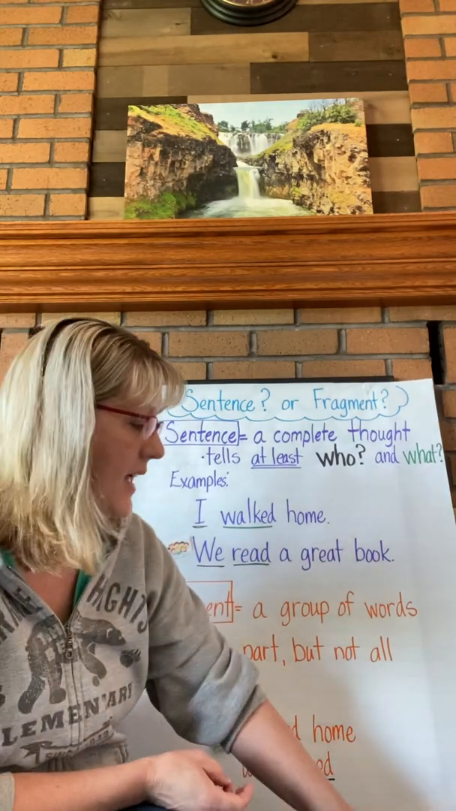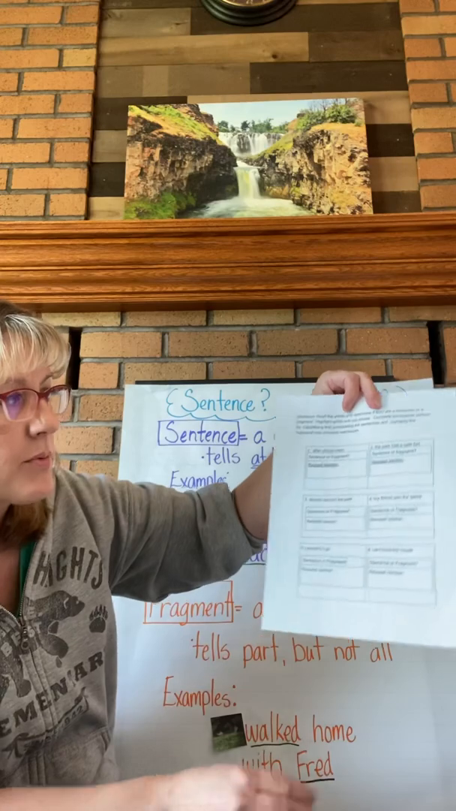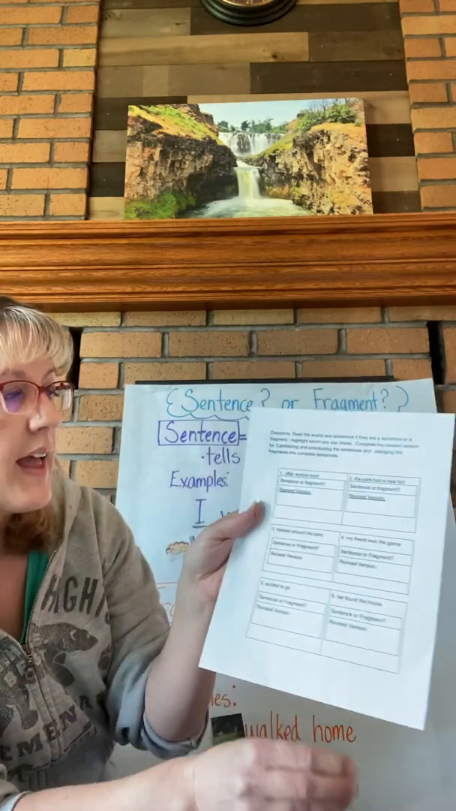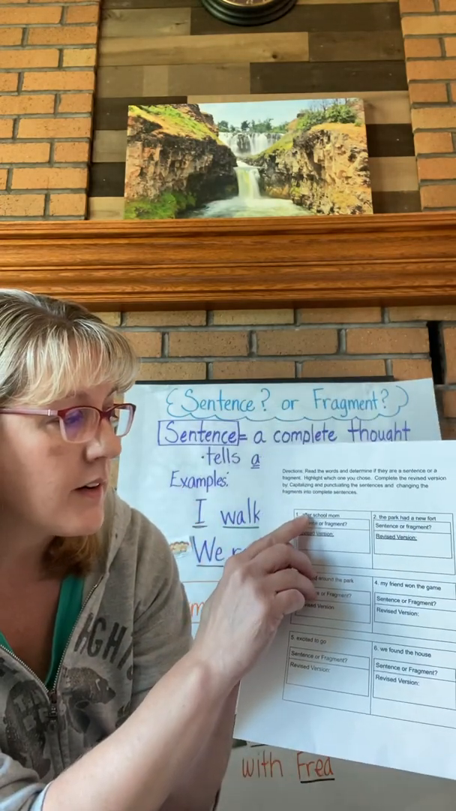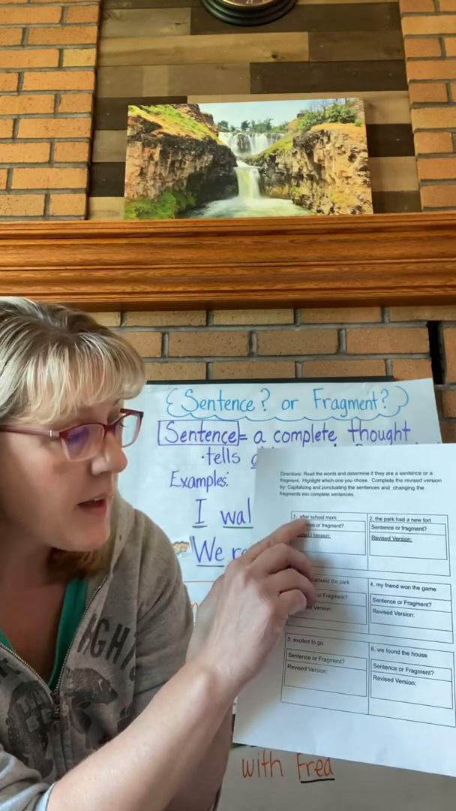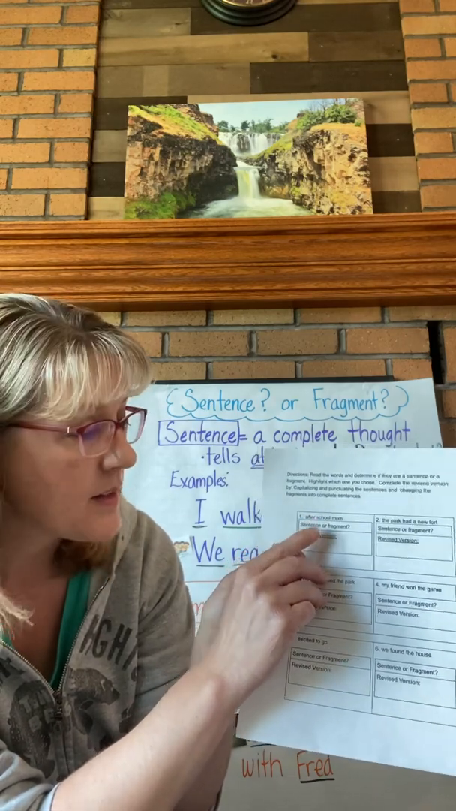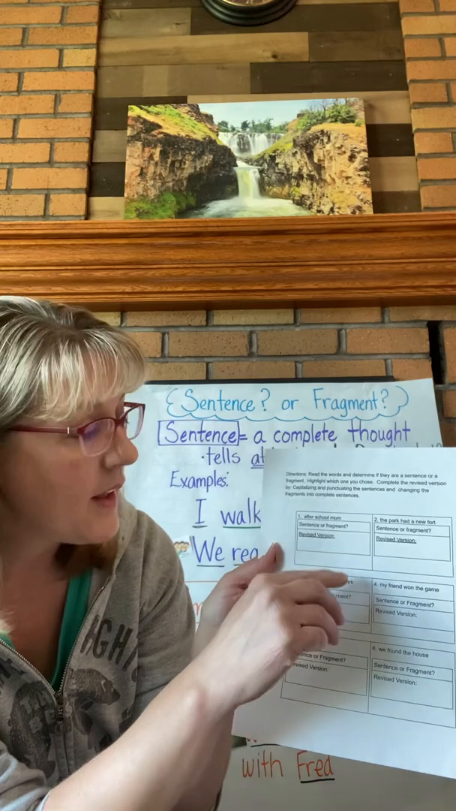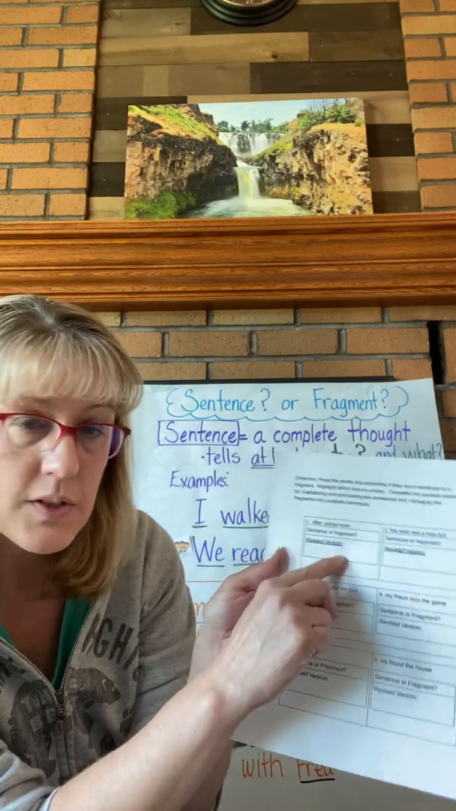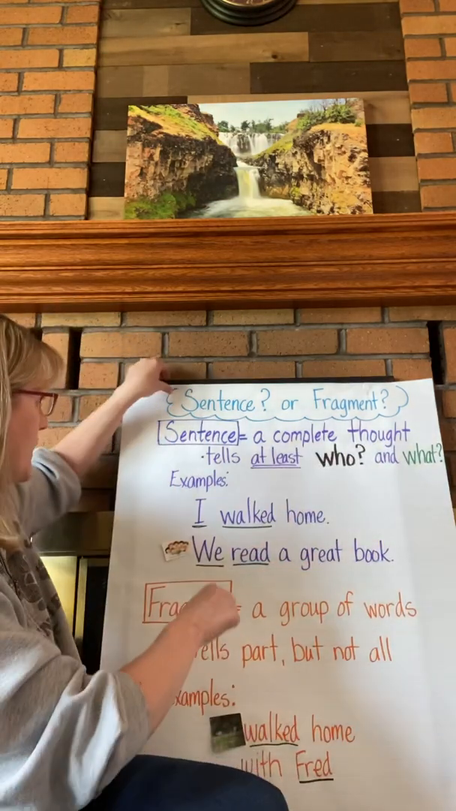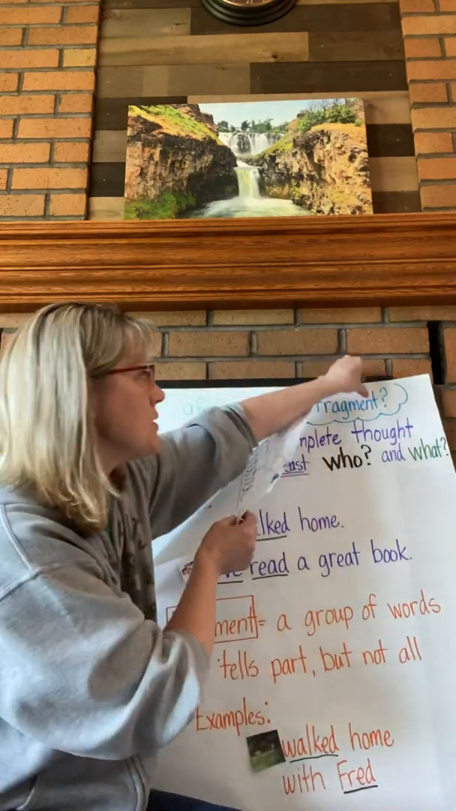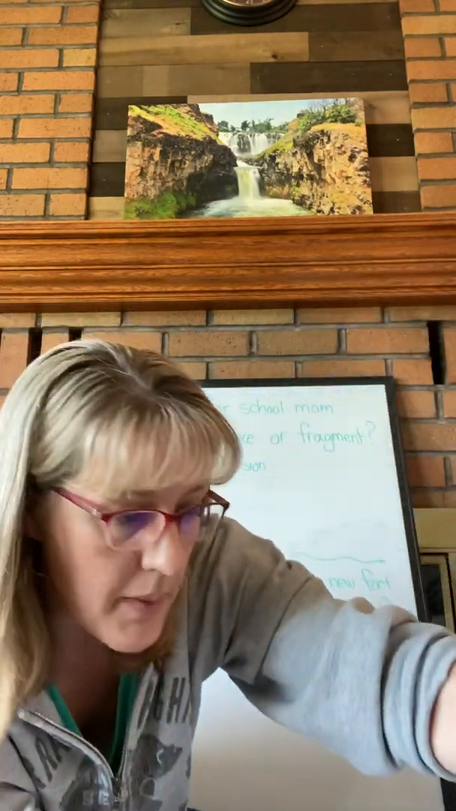Okay, now I have made a paper for you to work on in Google Classroom. And this just has you decide, for the top part, if it's a sentence or a fragment. You're going to circle sentence or fragment. And then you're going to write the revised version. So here I've got a few examples on my board to show you. The first two we'll do together. And I just wrote them on the board.